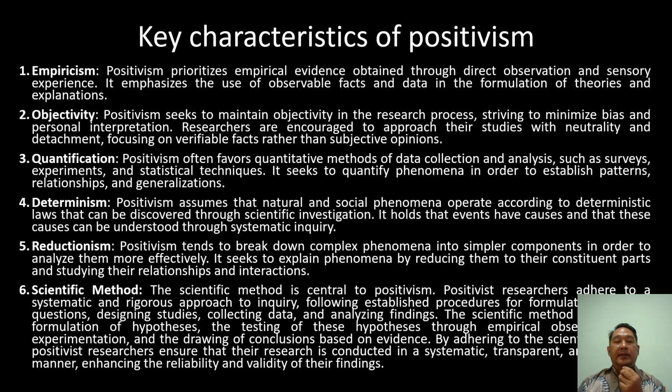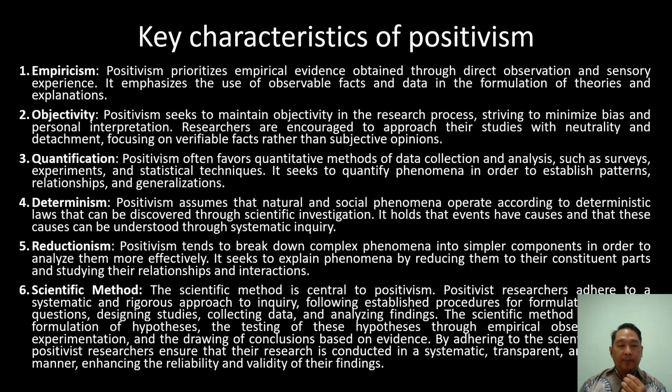There are six key characteristics of positivism. First, empiricism. Positivism prioritizes empirical evidence obtained through direct observation and sensory experience. Second, objectivity. Positivism seeks to maintain objectivity in the research process, striving to minimize bias and personal interpretation.